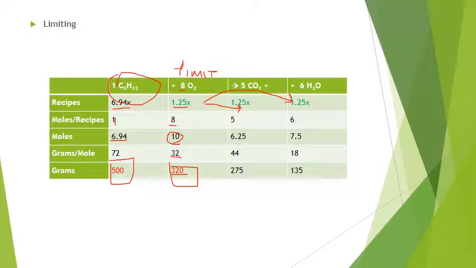So bring this number, the limiting number, always comes over to the product side. And then every time you do it, you have 5. So you can do 5 times 1.25, so you can get 6.25 moles. Each one weighs 44. So you do 44 times 6.25 for 275. And same thing with water. Okay, so hopefully that'll help you out. Let me know if you have any questions. Okay.